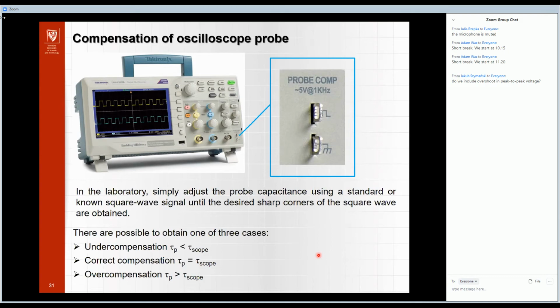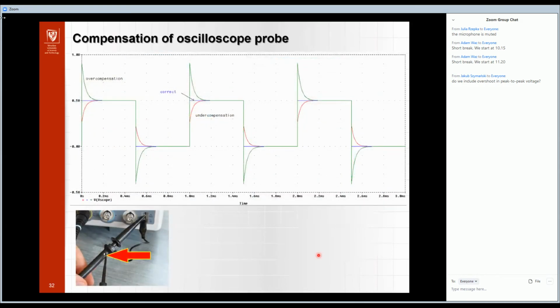It's a similar situation to the damping factor, and it's connected with the damping factor, of course. So we connect this probe to the scope in practice, and we observe the results on the scope. When we have correct compensation, we obtain signals like this blue one. With over-compensation and under-compensation, we see the green or red signals respectively. And this is the point of compensation.